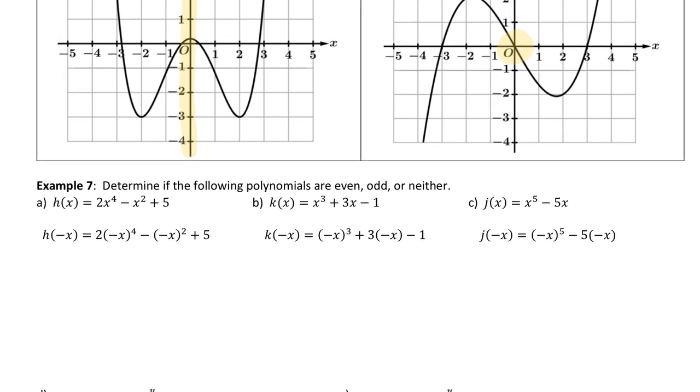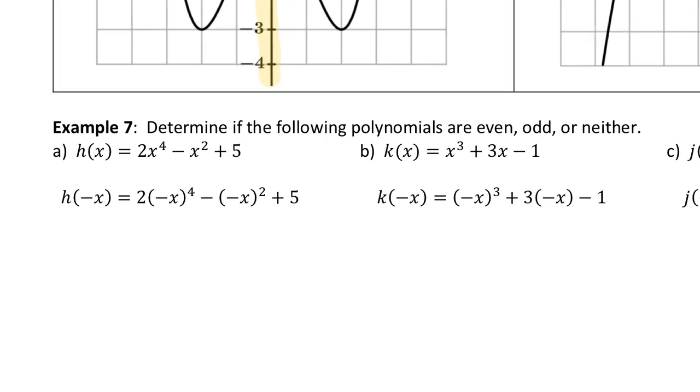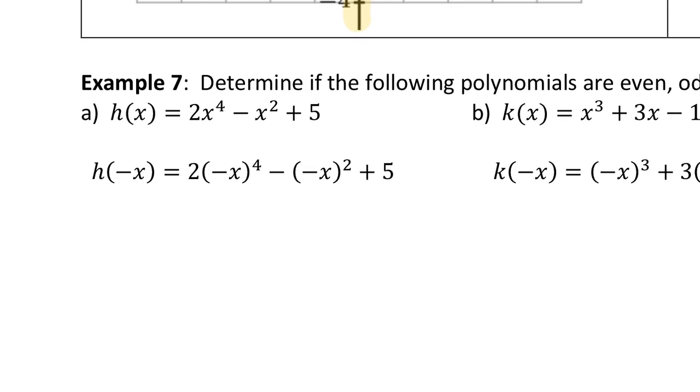Let's check this. Analytically, we're determining if the following functions are even, odd, or neither. I started you off each time. I took the h function and I started to plug in negative x. We've got to clean this up and see what happens. What is a negative times a negative times a negative times a negative? Positive, which means this first term is just 2x to the fourth power. Then we're going to subtract negative x squared. What is negative times negative? So this is just x squared.